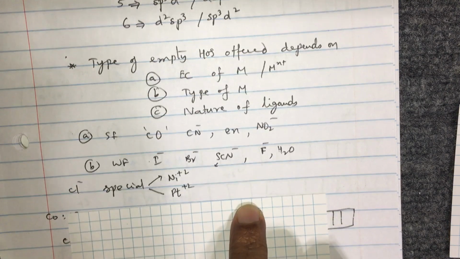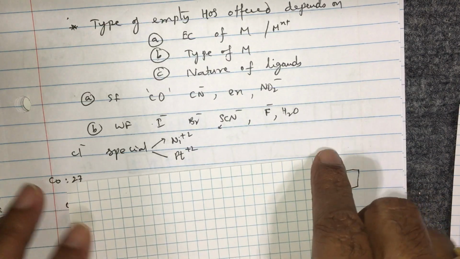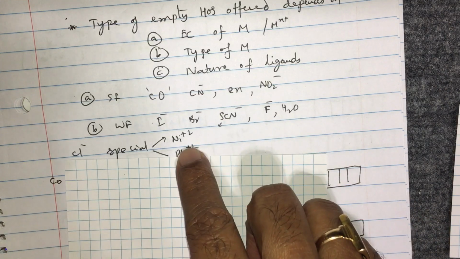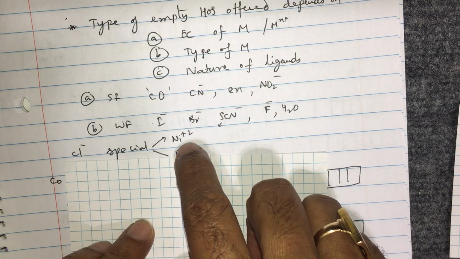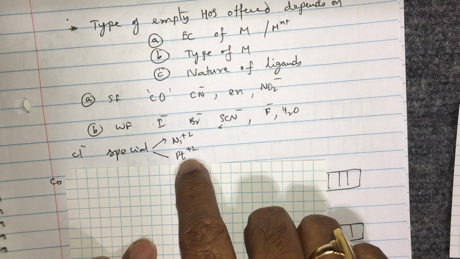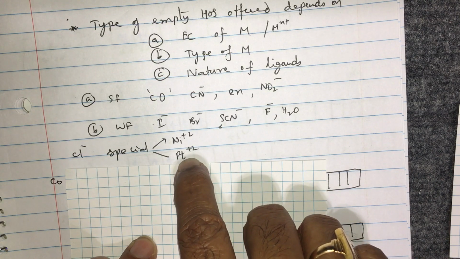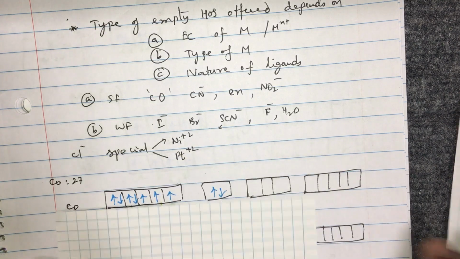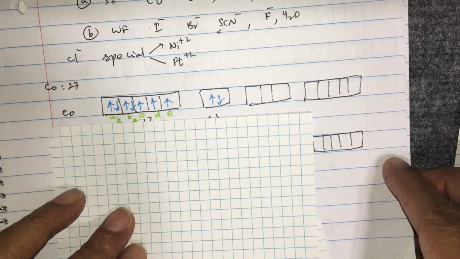configuration of the central metal. Now the Cl minus appears to be something special: it acts like a weak field ligand for 3d series metals like nickel plus 2. It acts like a strong field ligand for 5d, 6d series metals like platinum plus 2. Now let us consider the case of cobalt.